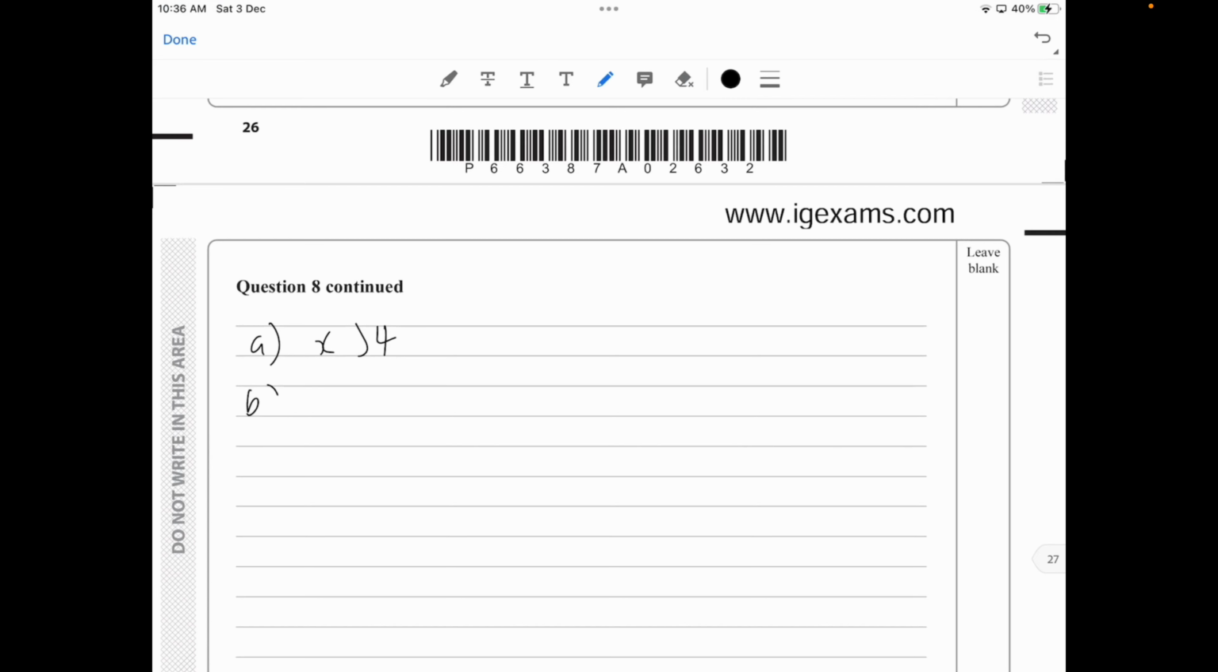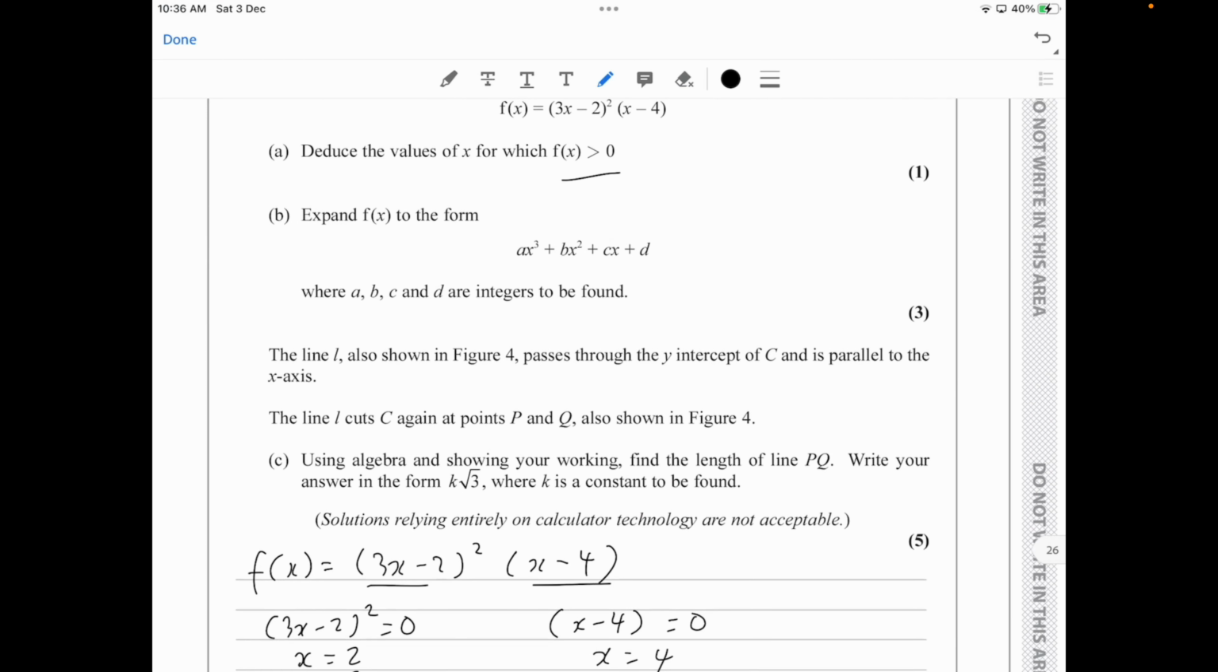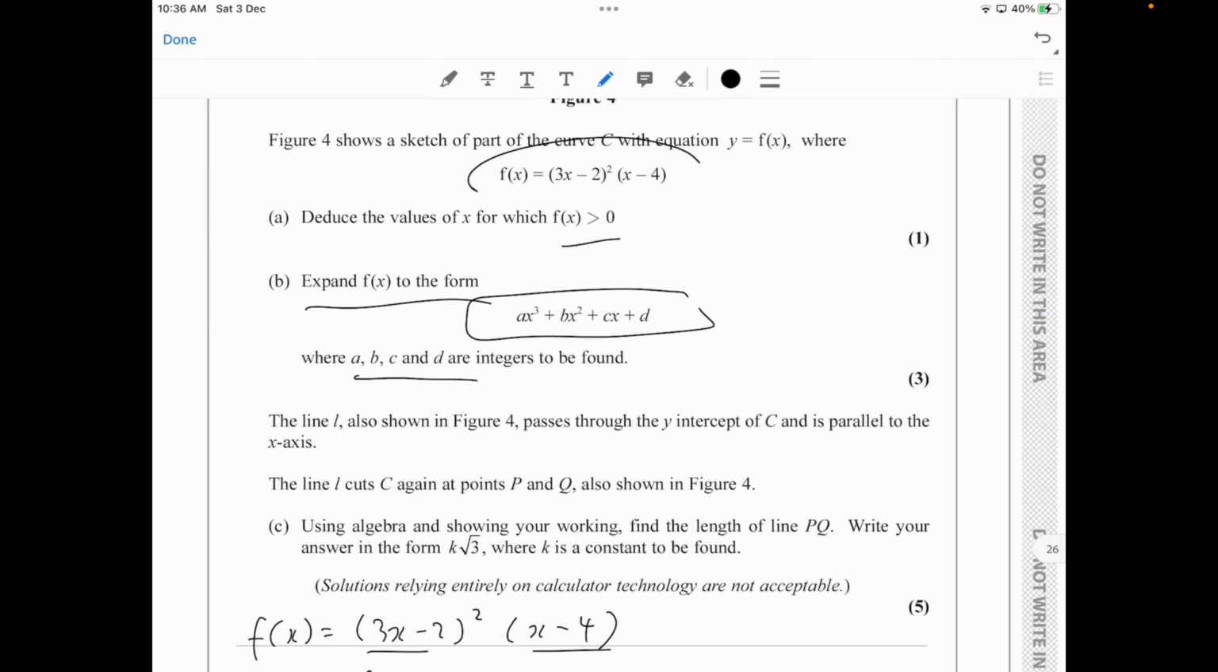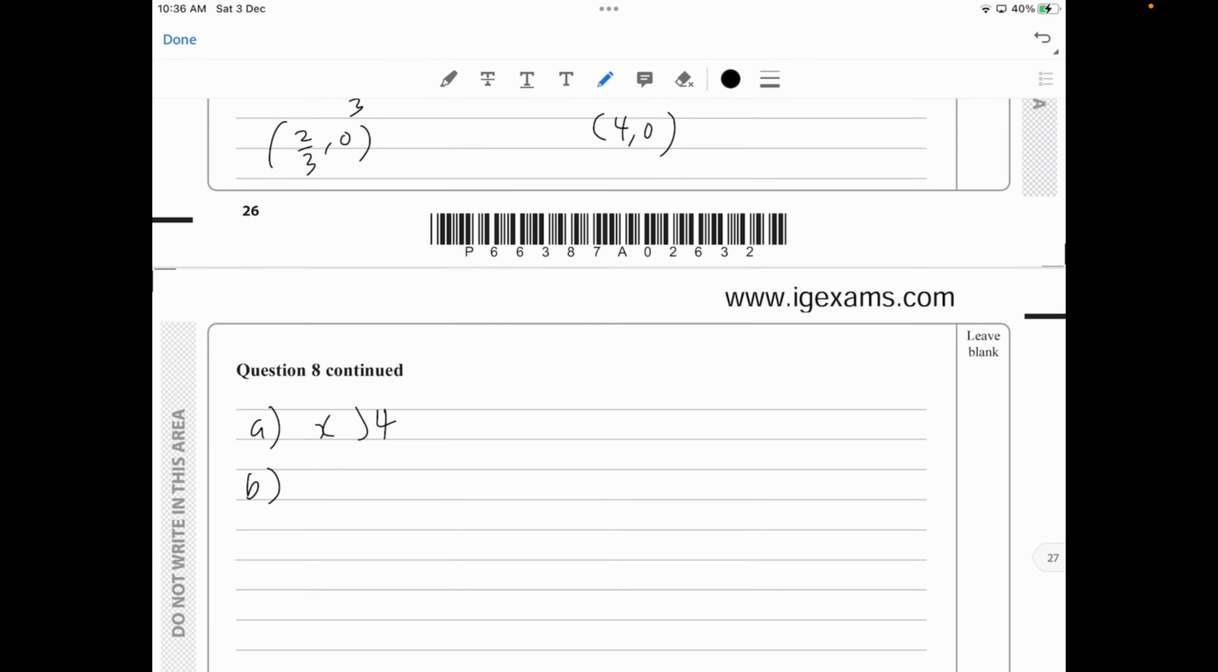Alright, let's move on to the next question, B. Next question, B, is expand f of x to form this. So this is mainly just expansion, and by the way, remember, we have to make a, b, c, and d integers. We have to convert them into integers, so that means we have to multiply the whole equation by a certain value to make them integers. So we're just going to write down this equation again.